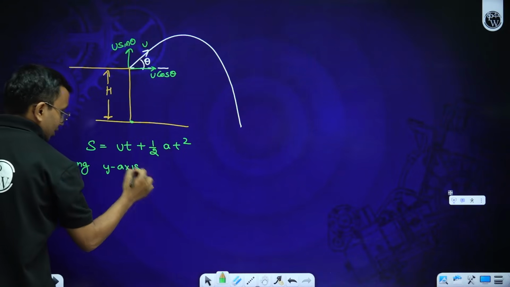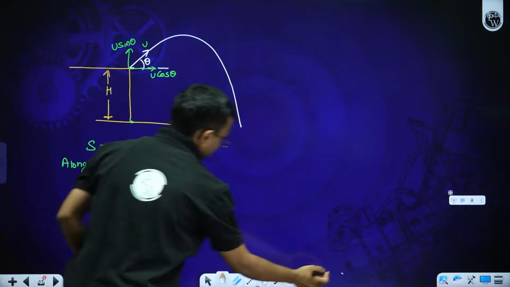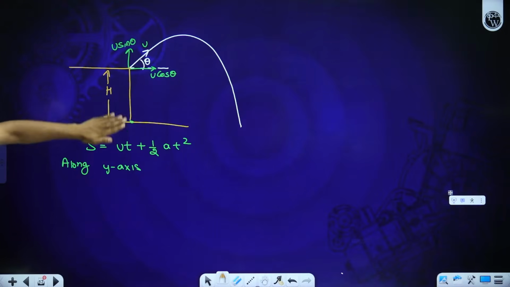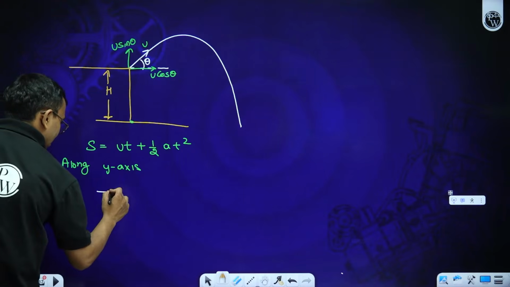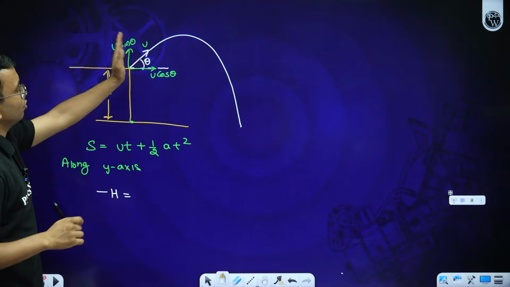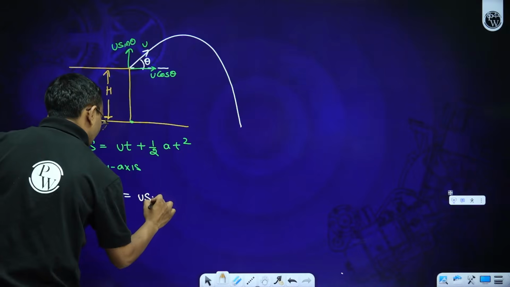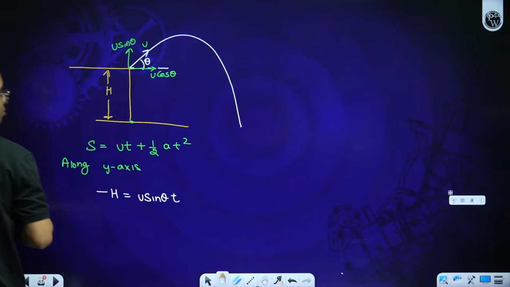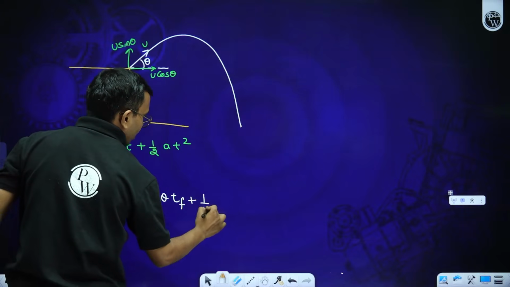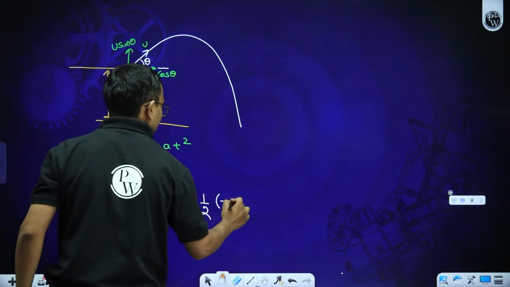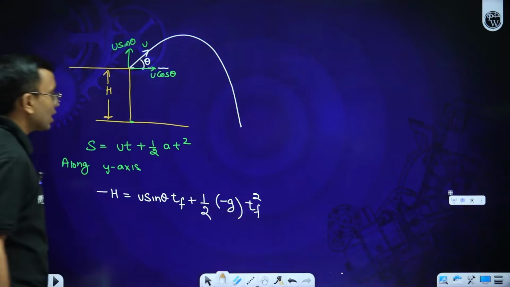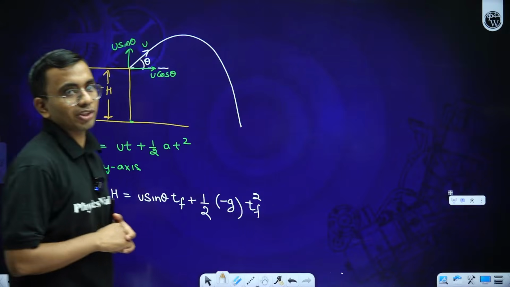What is the displacement? Displacement is minus h. The particle is coming from this height to this height. So total displacement along the y-axis is minus h, equal to, what is the initial velocity along the y-axis? u sin theta, into the time of flight, plus half, acceleration is minus g, into time of flight square. Now here you are getting a quadratic equation.